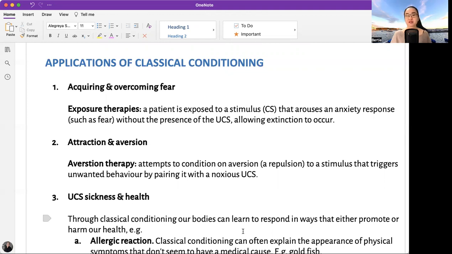Attraction and aversion. Aversion therapy attempts to condition an aversion, a repulsion, to a stimulus that triggers unwanted behavior by pairing it with a nauseous UCS.